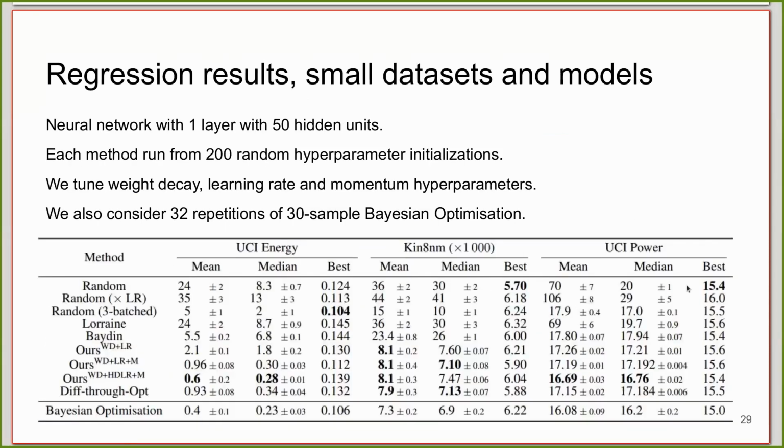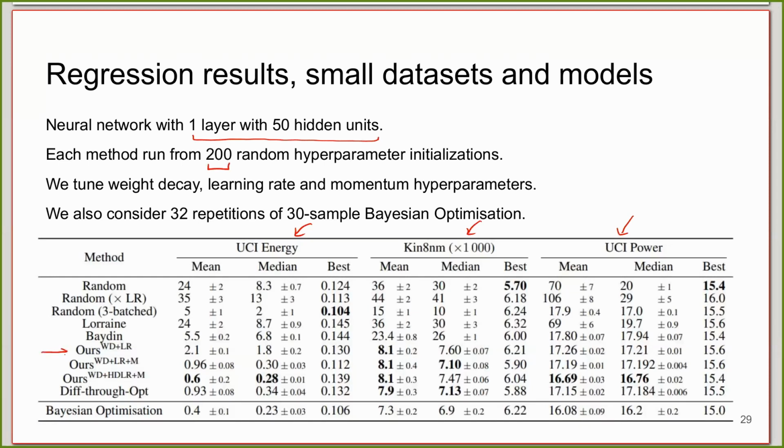So how does this work in practice? We compare here different methods. These are 3 problems. These are relatively small problems. We use neural networks with 1 layer and 50 hidden units. We start with different random values for the hyperparameters, and then we do fine-tuning as we train. So we are tuning hyperparameters in an online fashion during training. We start from 200 different initializations, and then we have different methods.